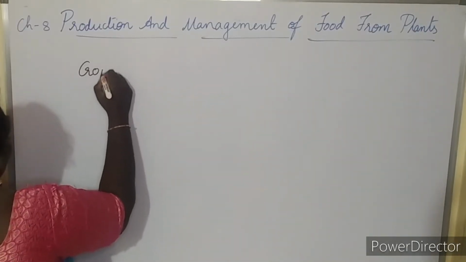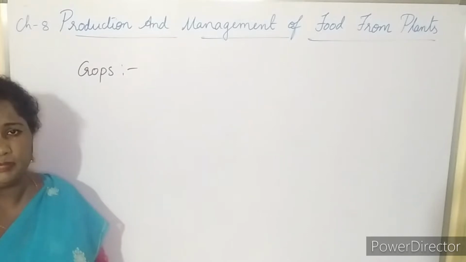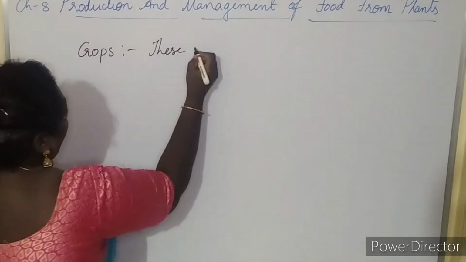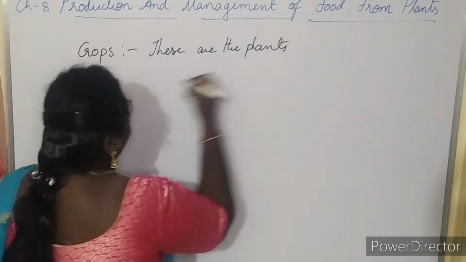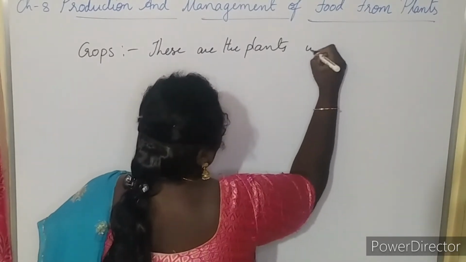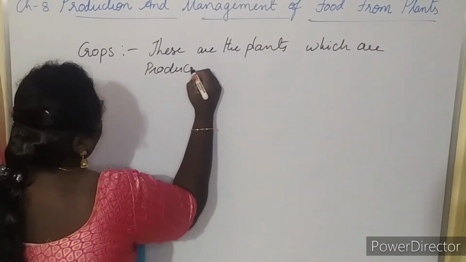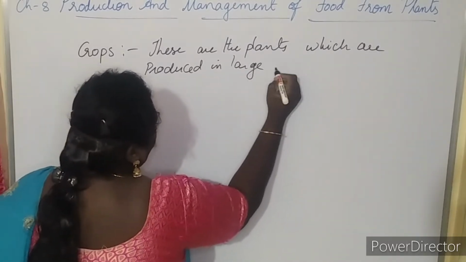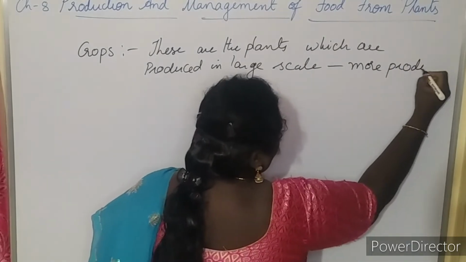So what are crops? Crops are nothing but the plants which are grown in large numbers in a large area, which are produced or cultivated on a large scale to get more product. Such types of plants are called crops.